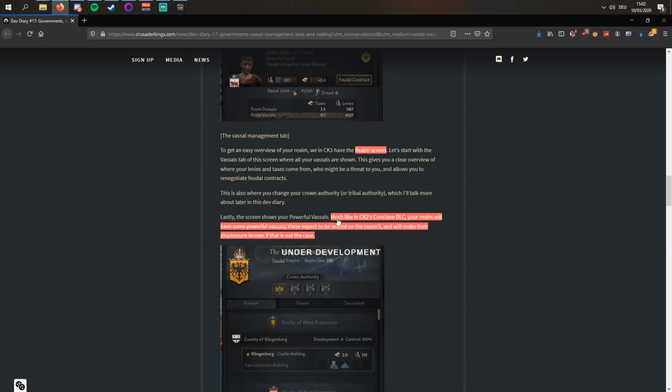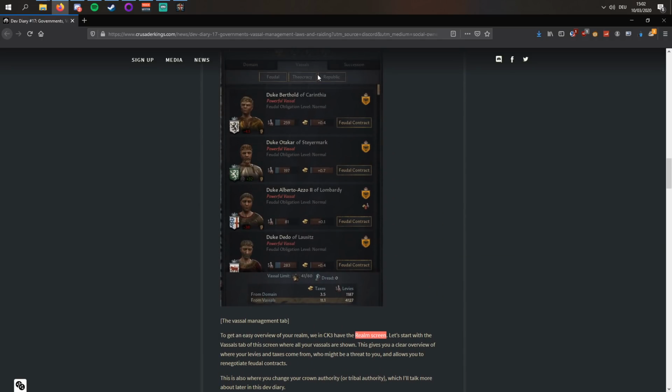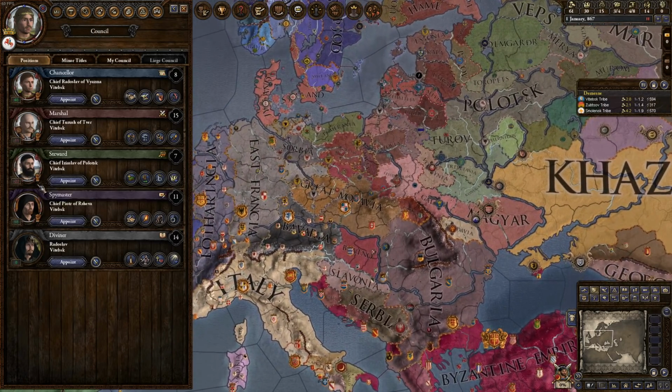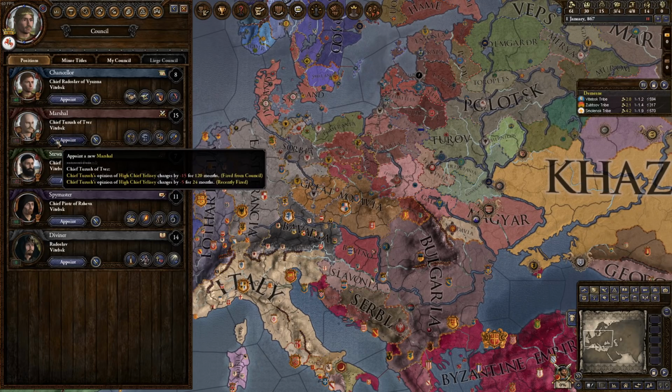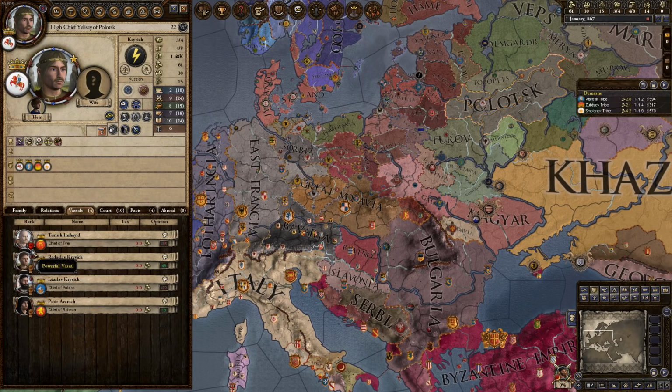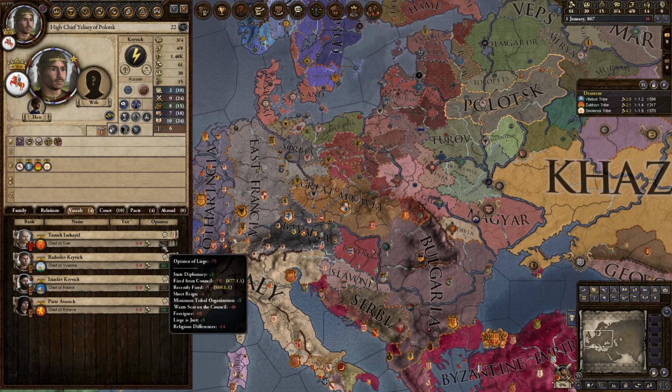Lastly, the screen shows you powerful vassals. Much like in CK2's Conclave DLC, your realm will have some powerful vassals. These expect to be seated on the council and will make their displeasure known if that is not the case. So very standard, we all know how this works, we've all seen it. At the very least, if you have played with the right mods, you can see all of these people are powerful vassals. If you put them off the council, not only will they hate you because you fired them, like I just fired that fella, but they will also get a huge modifier. There it is, -40, 1 seat on the council.